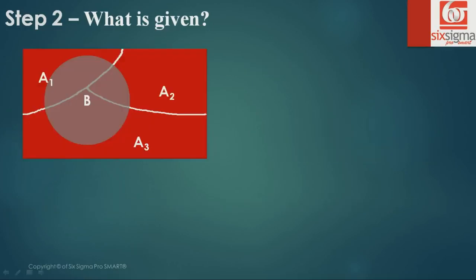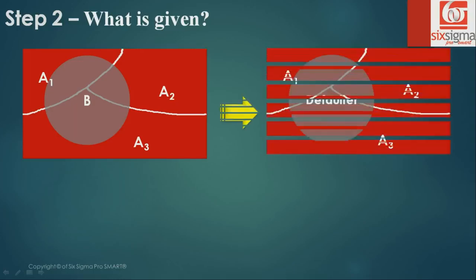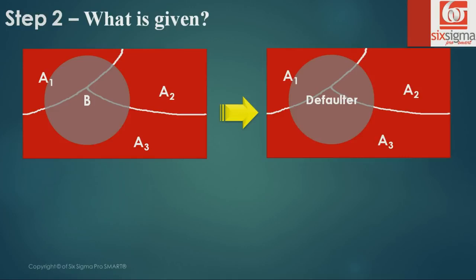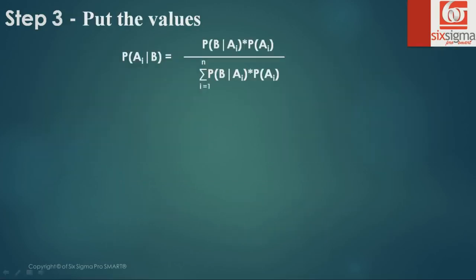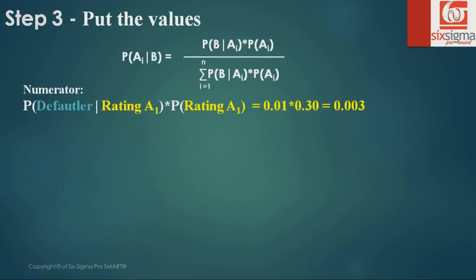Now, for a minute, let's go back to what we were doing when we were trying to derive Bayes' theorem. Did we not look at something like this? All we have changed here is that now the event B refers to defaulters. And we know the general form of Bayes' theorem. So all we are required to do, having noted down all the values that are available, is put those values in the formula. Step 3 is just putting the values in the formula that we have already derived.